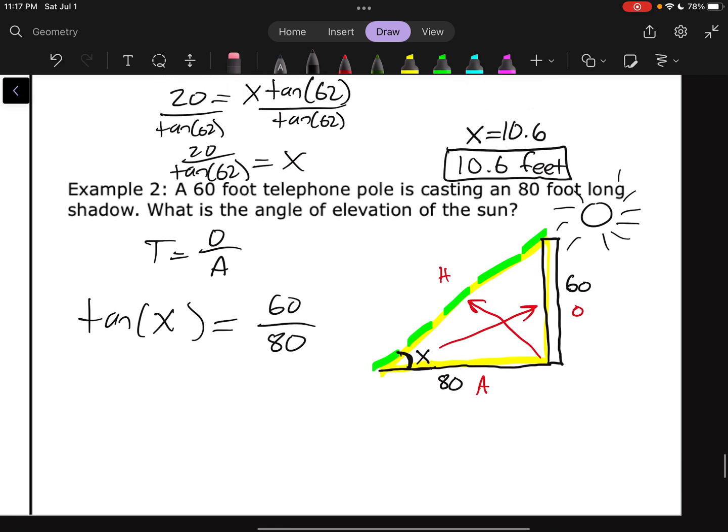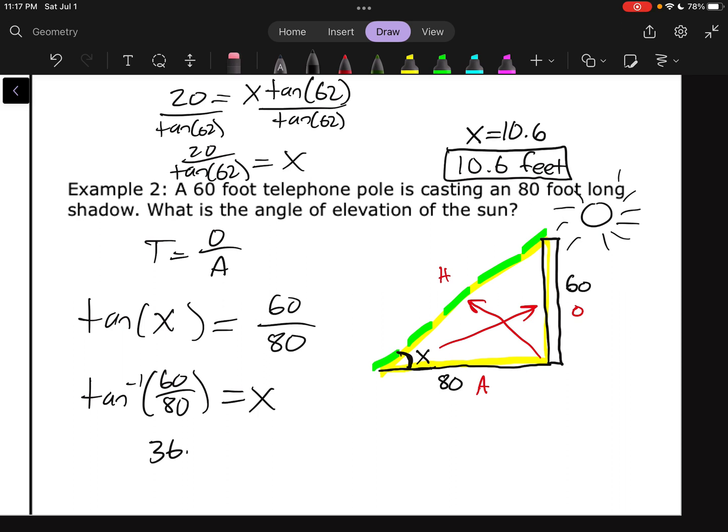Now, for this one, since we want the angle, we don't actually want tangent. We want inverse tangent, right? With inverse tangent, we put in the ratio and we get out the angle. So now I just have to type that in. I'm just going to type in inverse tangent of 60 over 80.